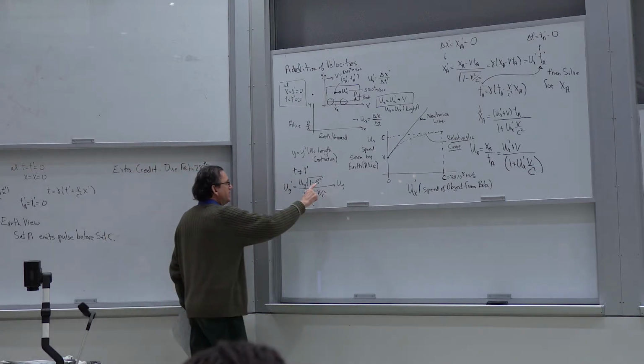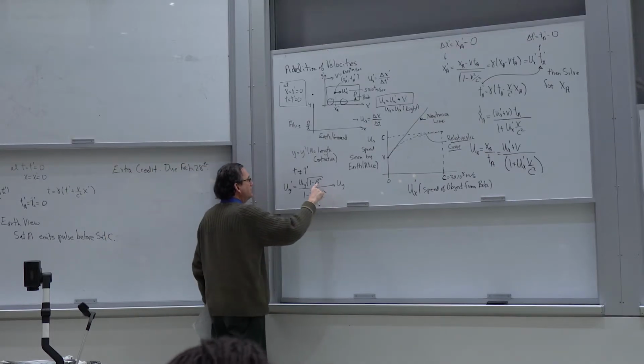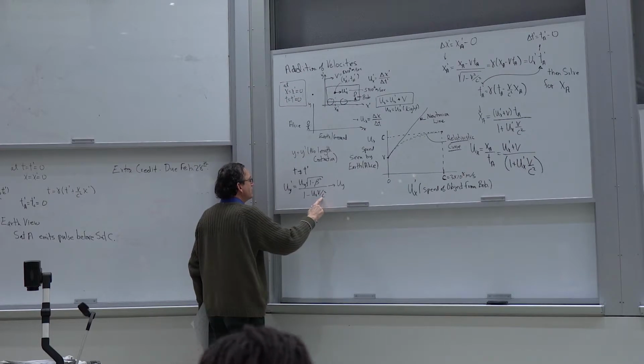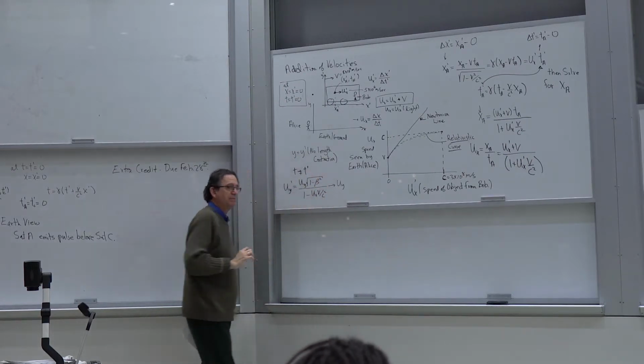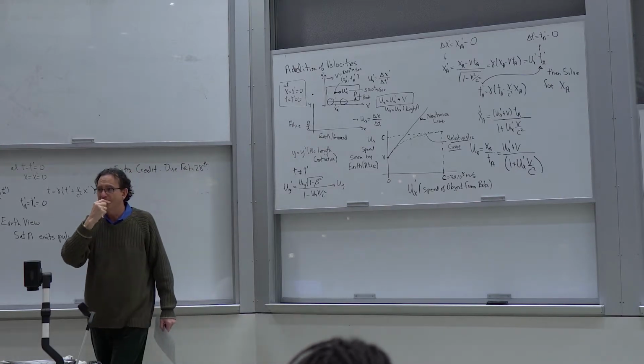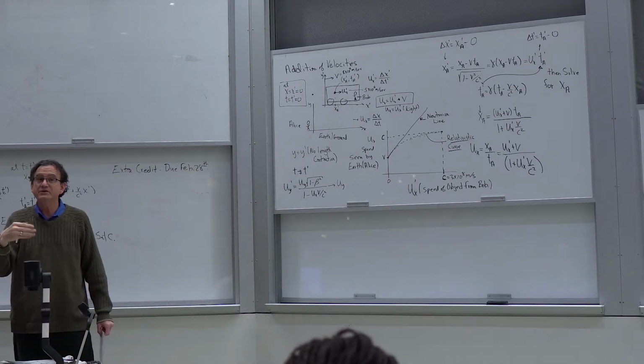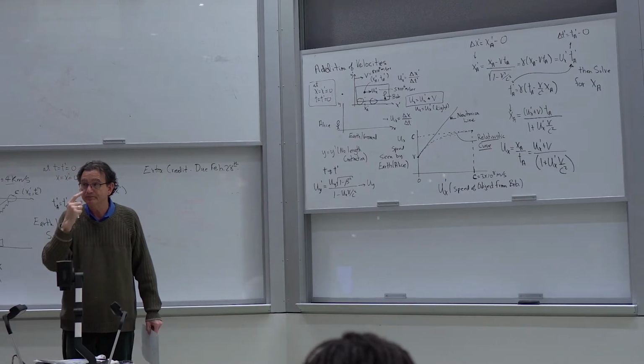Because this beta goes to 0, this v over c squared goes to 0, so this becomes 1 in the denominator, and this just becomes u sub y. So at low speeds, it's the same as we expect classically.